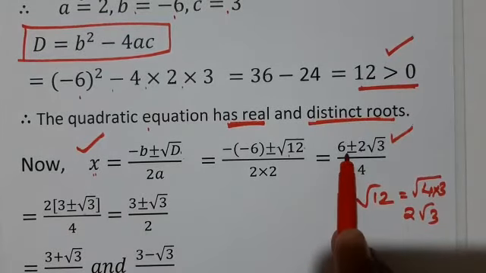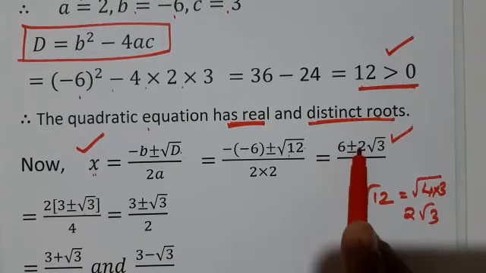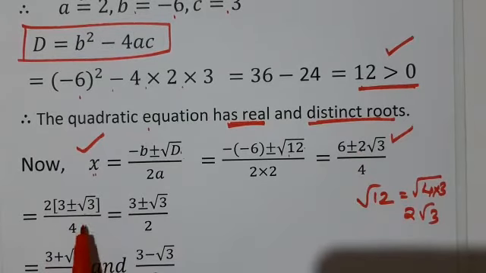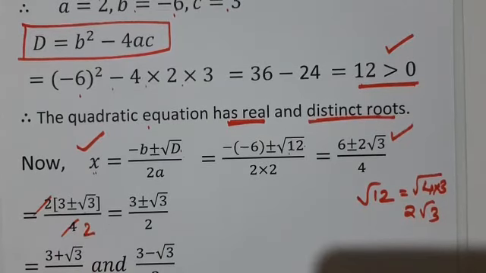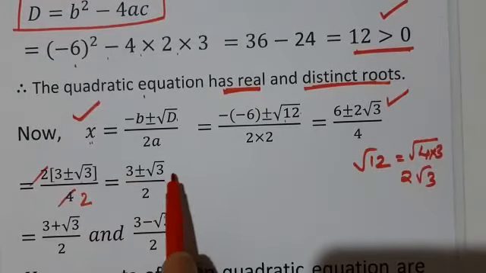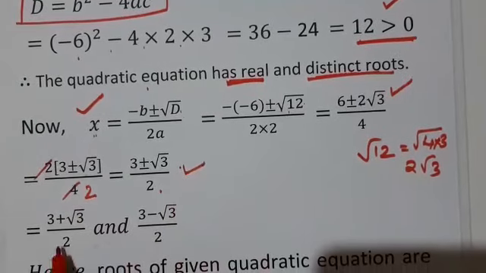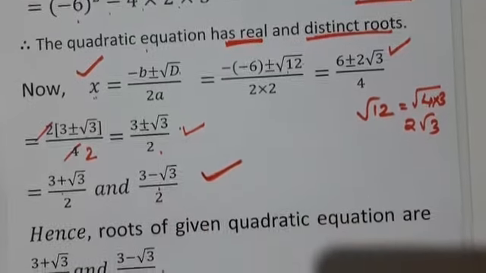Now we will take 2 common. 3 plus minus root 3 upon 4. 2 2s are 4. Now 3 plus minus root 3 upon 2. Now taking the plus sign and taking the minus sign, these two are the roots.